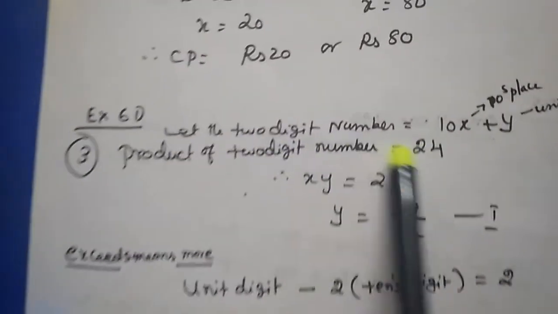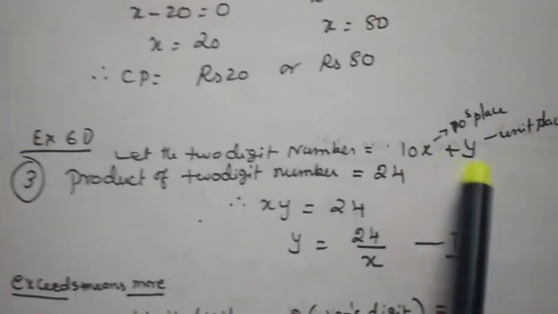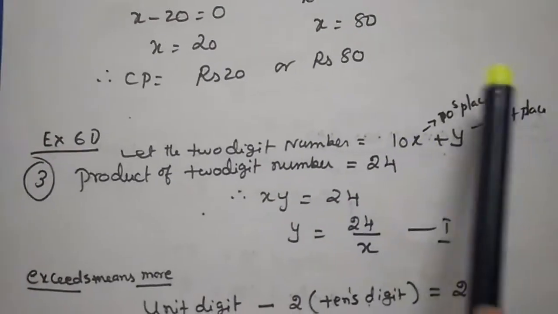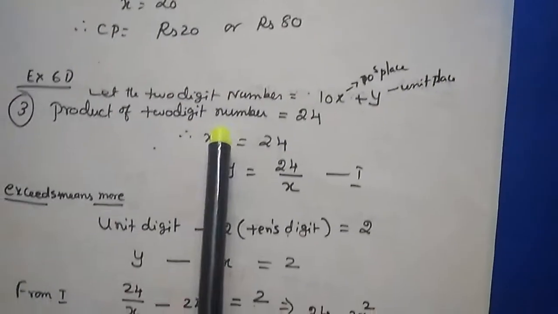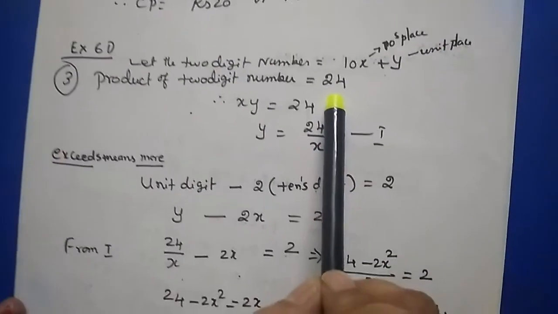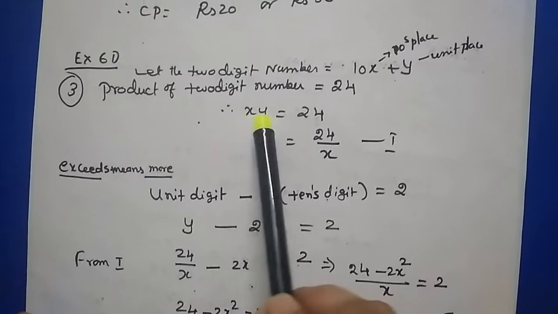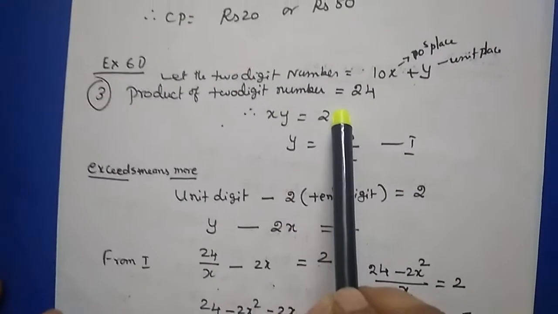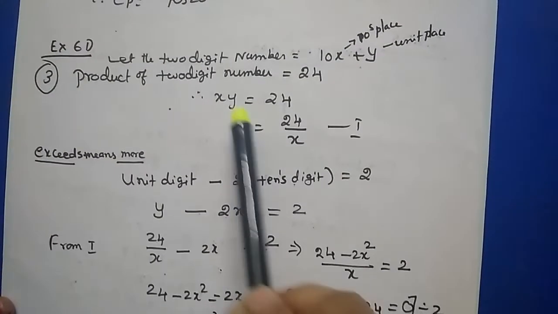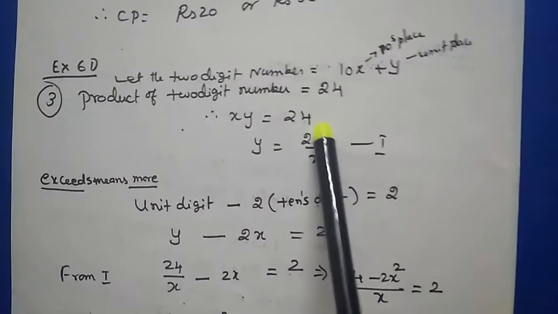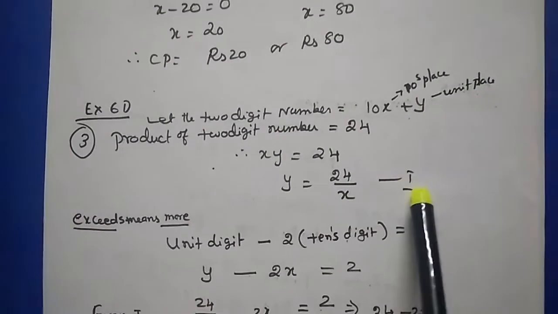Okay, let the two-digit number, you have to take always 10x plus y. x is the tens place, y is the unit place. The product of the digits of the two-digit number is given as 24. So product, always xy you have to take. xy is equal to 24. Immediately convert, y is equal to, x will come to the denominator, 24 by x is the first equation.